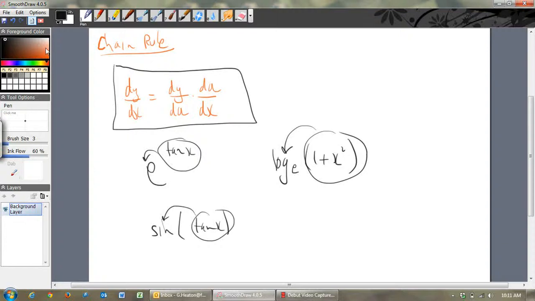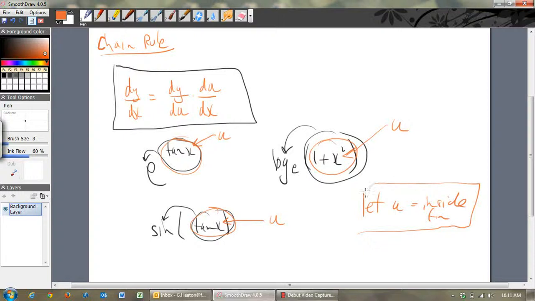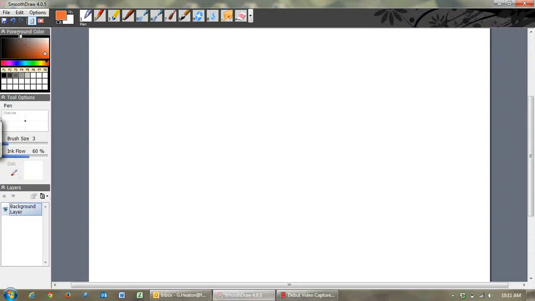Just before I move on, when you're looking to find a substitution for u, it's always the function that's on the inside. You'd let u be tan x there. Here you've got tan x inside, that's the thing that you want to let u be equal to. It's whatever's on the inside. Here it's the 1 plus x squared that's on the inside. So whatever's on the inside, that's what you let u equal. Just keep that in mind: let u be the inside function. Let's do some examples.